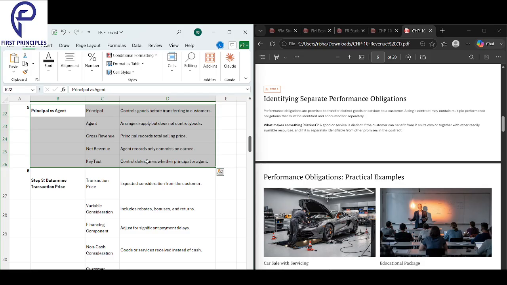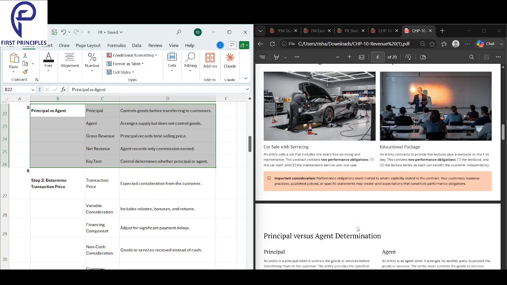And the key test: who controls the goods? That decides principal versus agent. The one who controls the good is the principal, the other one is the agent. So if you want to figure out who is the principal and who is the agent, see who controls the good. The principal is the one who controls the good, who owns the good. The agent is the one who just makes the buyer and the supplier meet. The principal will record the total selling price, whereas the agent will only record the commission earned.